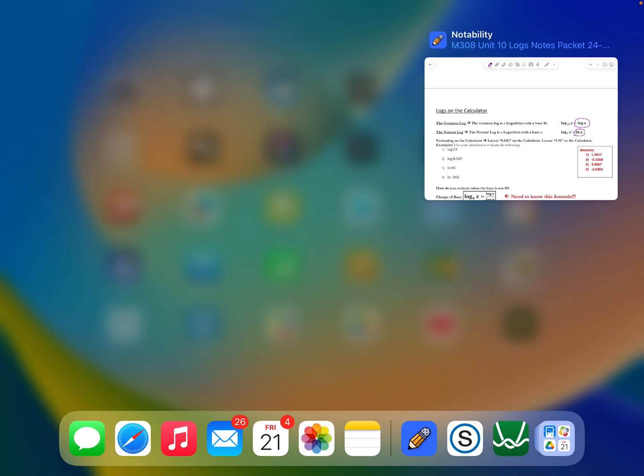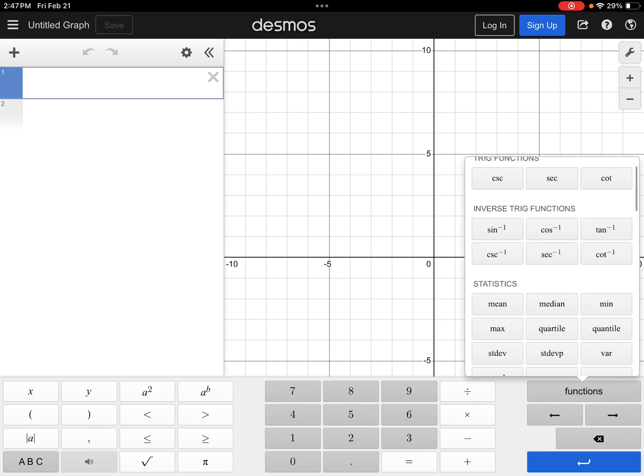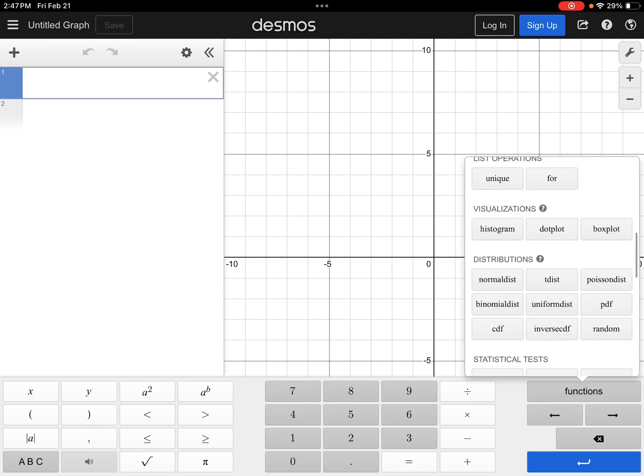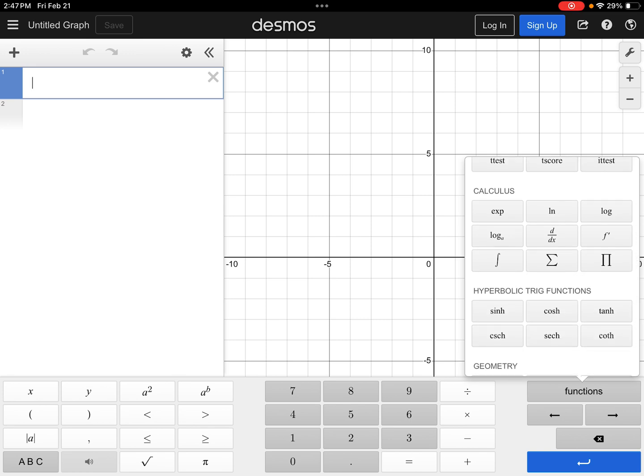So I'm going to show you on Desmos where you're going to find that log and natural log. If you go down in the right-hand corner for functions, if you go down where it says calculus, you'll see natural log, log base.